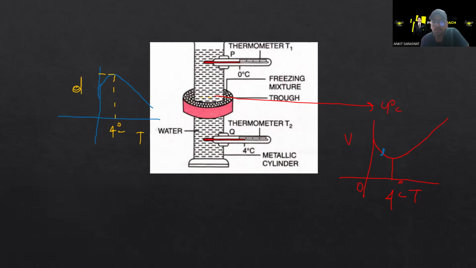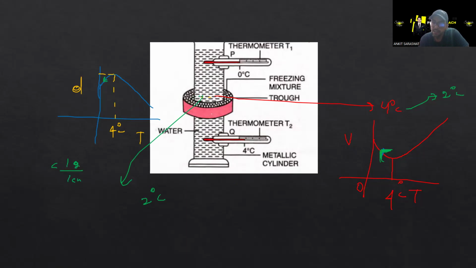Let us suppose the temperature of the central portion drops further below 4 degrees Celsius, because of the freezing mixture, let us suppose it is dropping from 4 degrees Celsius to 2 degrees Celsius. If you decrease the temperature of water from 4 to 2, then its volume is going to increase. If volume increases, then density decreases. You can check from 4 to 2, its density becomes less than 1 gram per cc, which means it becomes lighter.